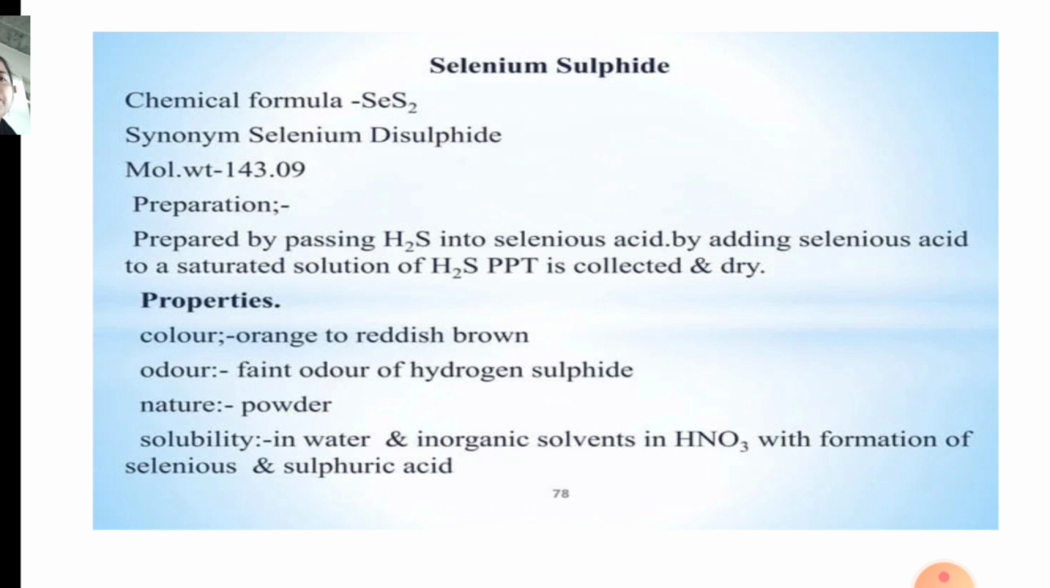Next is the preparation of selenium sulphide. It is prepared by passing H2S into selenious acid, or by adding selenious acid to a saturated solution of H2S. The precipitate is collected and dried.